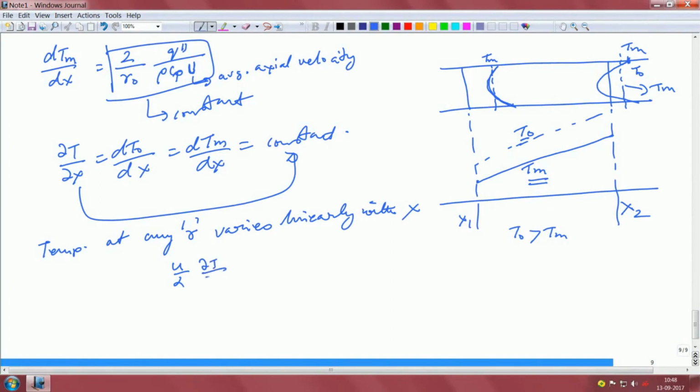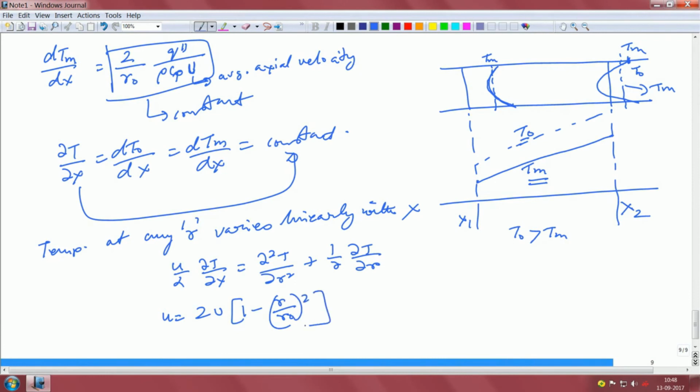So again the equation is still the same, that dT by dx is equal to d square T by dr square plus 1 over r dT by dr, right? U we already know is given by 2u into 1 minus r by r naught square, where u is basically given by 8 mu dp by dx. Got it? So that is the original thing that we said. This was the average velocity that we said, and this was the whole profile of the velocity, right?